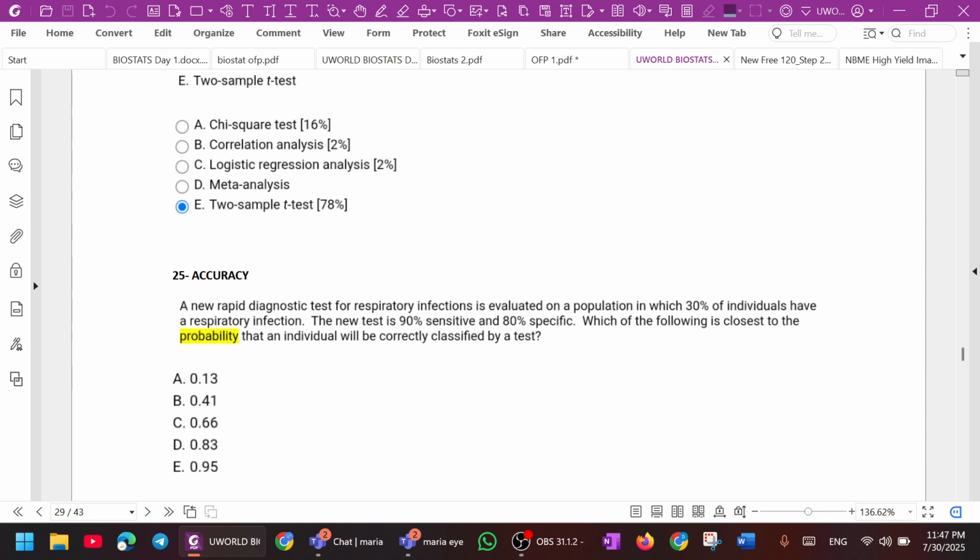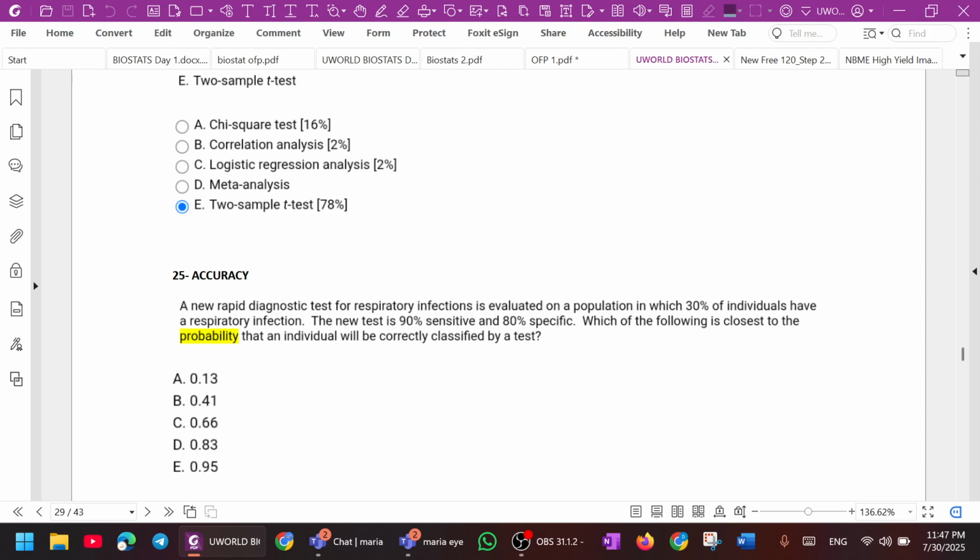Here they are asking for the accuracy. They are asking to calculate the accuracy. So, what is the equation of accuracy? I don't think that's in the videos. Accuracy equals the total. Will sensitivity and specificity help?